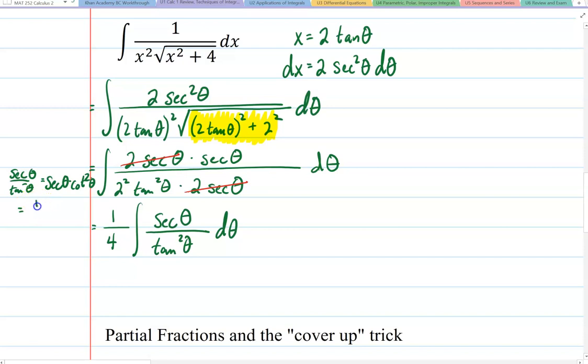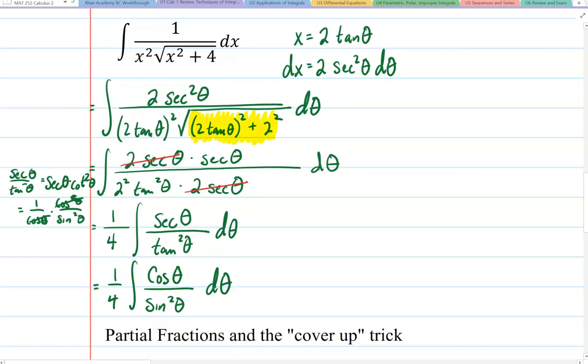And secant theta is 1 divided by cosine theta, and cotangent theta is cosine divided by sine. So cotangent squared is cosine squared divided by sine squared. And this is then going to reduce to this next step that I wanted to show. We'll have a cosine in the numerator because 1 would cancel here with the denominator. We have cosine theta divided by sine squared theta d theta.